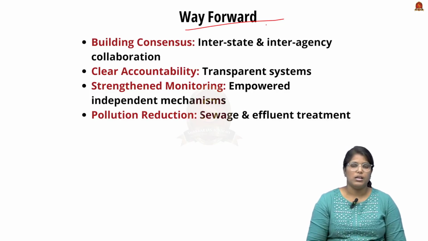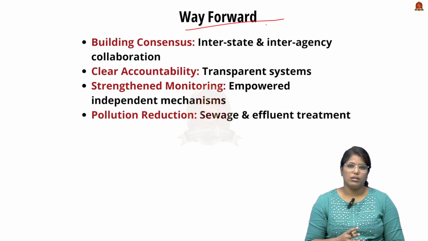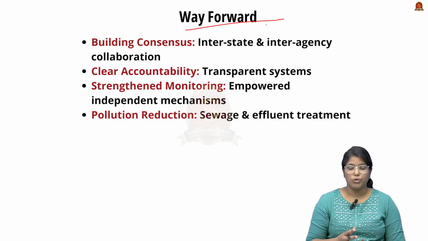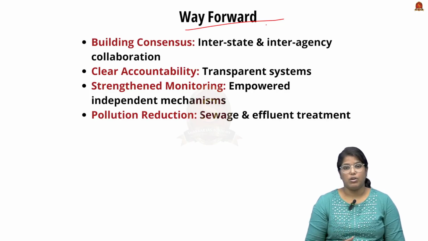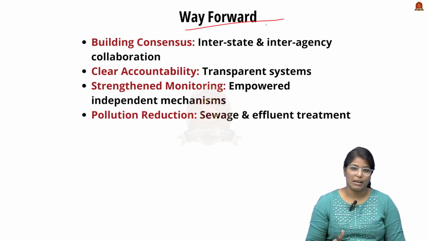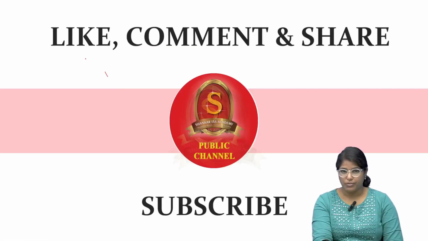So far we saw the reasons or the sources of pollution of Yamuna River. Then we saw what are all the challenges in recovering the particular river, and then we saw the way forward or what can be done. So with this we came to the end of the news article discussion.